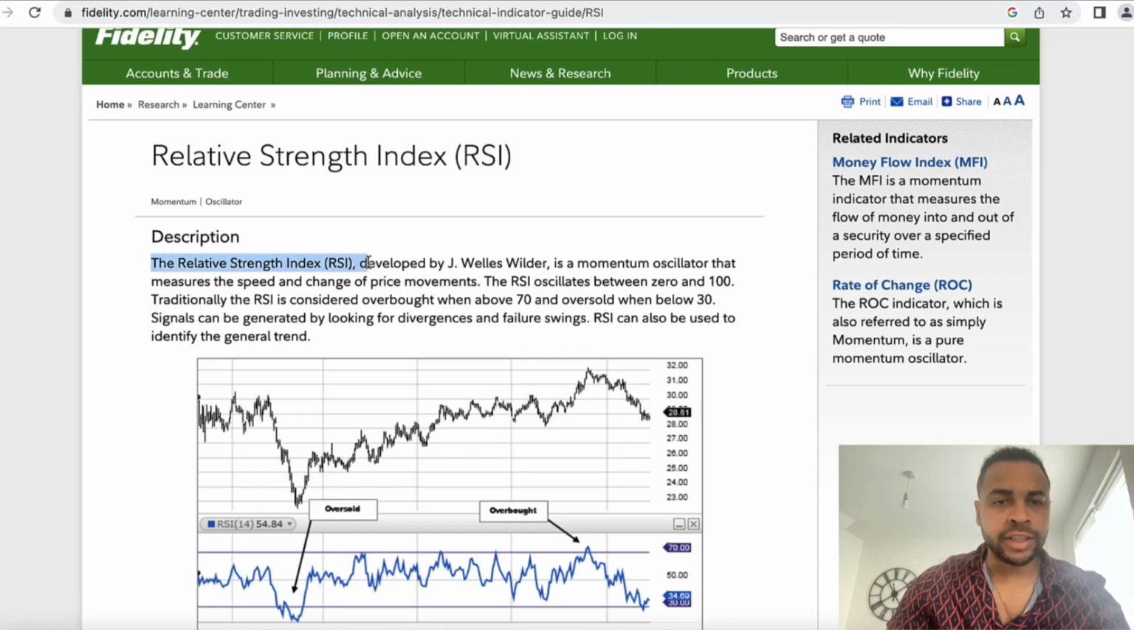So let's get into it. Before we get into the chart, the strategy and the indicator that I'm going to show you guys is the RSI, which stands for the Relative Strength Index. The Relative Strength Index, RSI, developed by J. Wilder, is a momentum oscillator that measures the speed and change of price movements. The RSI oscillates between 0 to 100. Traditionally, the RSI is considered overbought when above 70 and oversold when below 30. Signals can be generated by looking at divergences and failure swings. RSI can also be used to identify the general trend.